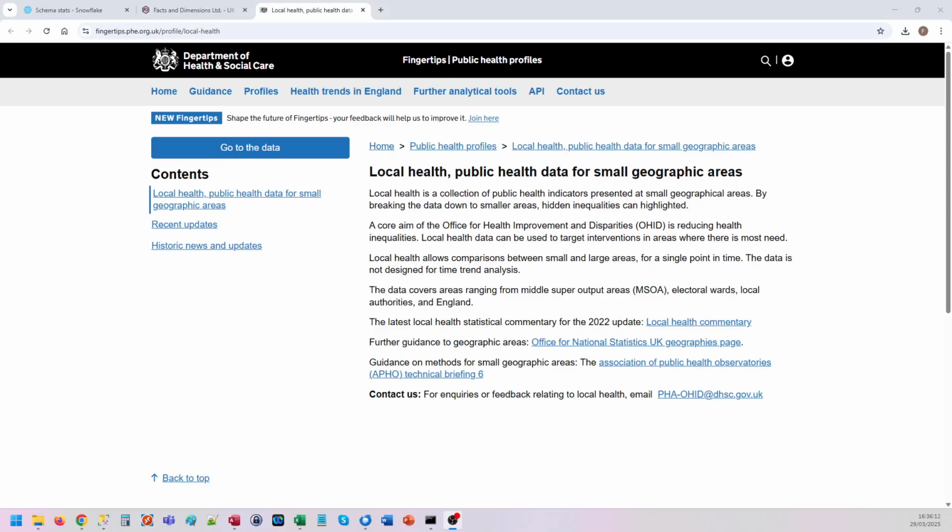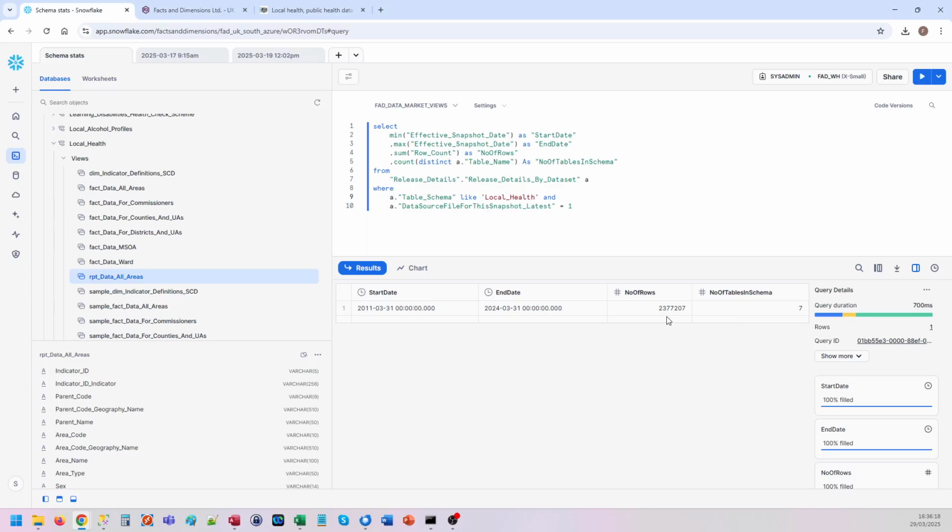This is a Fingertips dataset called Local Health. There's various measures in there. It's one table. There's 2.3 million rows of data going back to 2011. Let's have a look inside the main one.